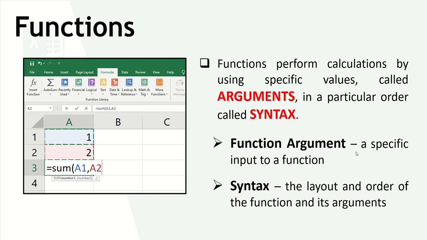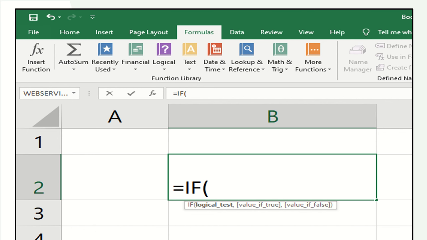Function arguments, on the other hand, are the specific inputs to a function. These are the characters, the cell references, or other characters you place within the parentheses or brackets. For example, we have here the IF function. To write a function, type first an equal sign, followed by the function name, which is IF, and then followed by open parentheses and the arguments. The syntax here is IF followed by open parentheses and then logical test, followed by value if true, and then followed by value if false.